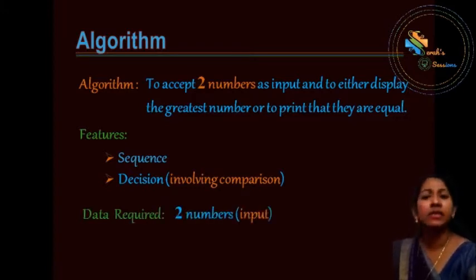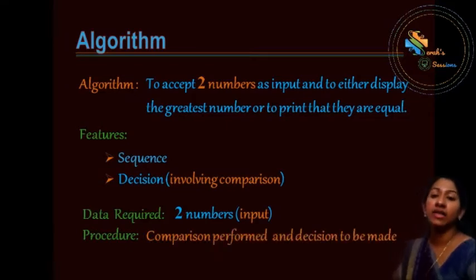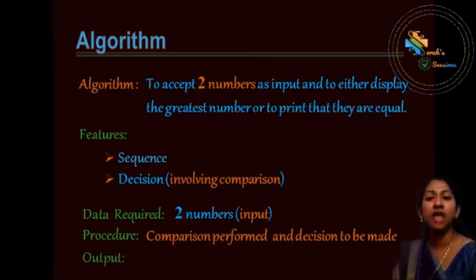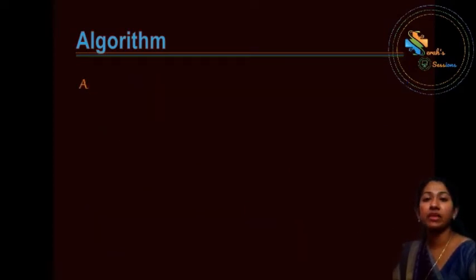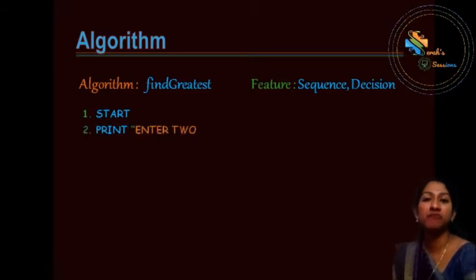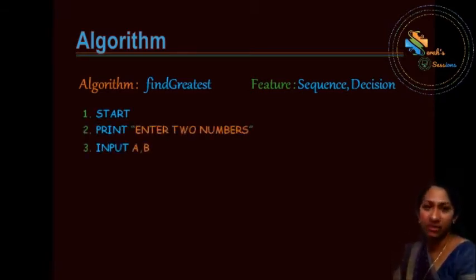The data required are two numbers which can be entered as input, and the procedure is the comparison that is performed and a decision that has to be made. Then you will have an output, and that is a display message. Okay, we'll move on to the algorithm. I have given the name as find greatest, and here I've written the features as sequence and decision.